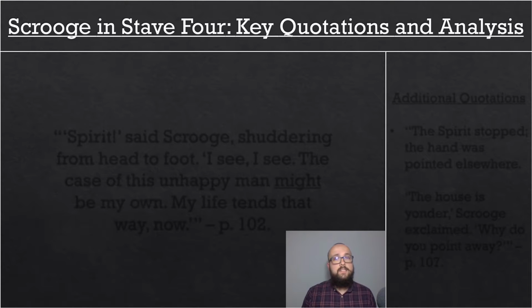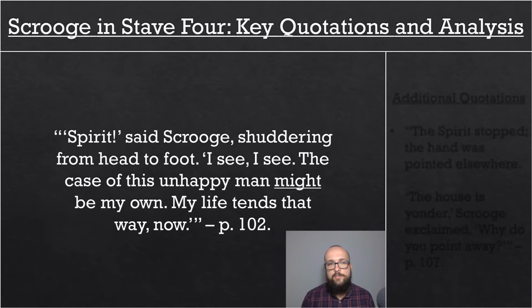Our next batch of quotations comes shortly after the last one. After witnessing the thieves, Scrooge turns to the spirit. "Spirit," said Scrooge, shuddering from head to foot. "I see. The case of this unhappy man might be my own. My life tends that way now." You can probably already see which word I'm going to focus on in this quotation because I've underlined it, and that is the modal verb might.